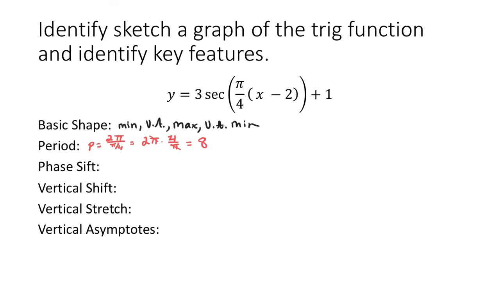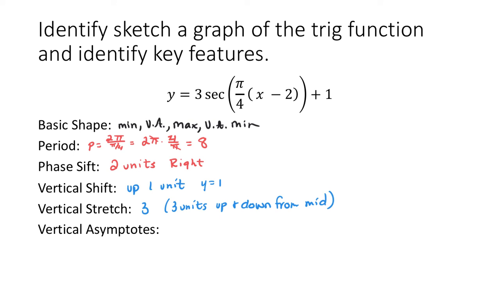This is moved 2 units to the right. My vertical shift has been moved up 1 unit. Think of it like a midline of y equals 1. And then I have a vertical stretch of 3, so 3 units up and down from my midline are my max and min values.